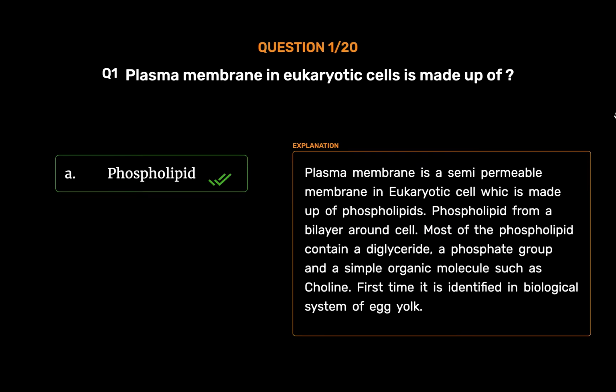Phospholipid. Plasma membrane is a semi-permeable membrane in eukaryotic cell which is made up of phospholipids. Phospholipids form a bilayer around the cell. Most of the phospholipids contain a diglyceride, a phosphate group and a simple organic molecule such as choline. First time it was identified in biological system of egg yolk.